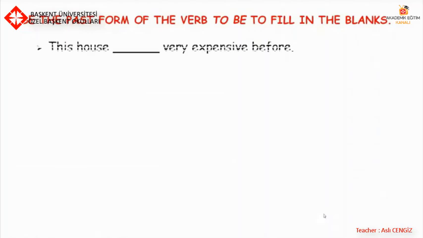Now, let's use the past form of the verb to be to fill in the blanks. Look at the first one, please. This house blank very expensive before. This house is singular, so we have to use was here.